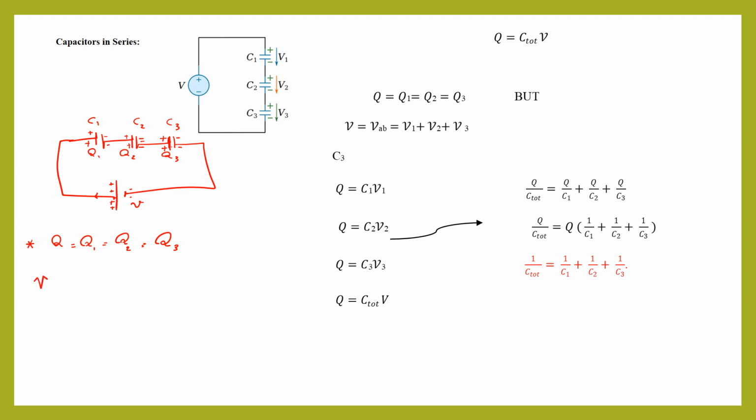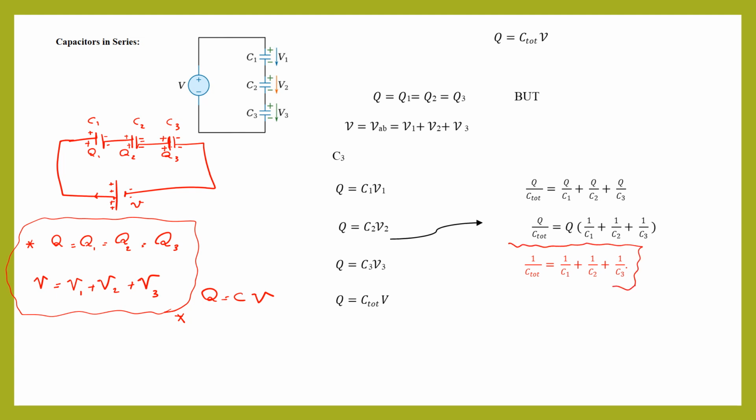What do you think about the potential? Here, some potential gets used across the first capacitor, some potential gets used across the second, and we have the third. Therefore, V equals V1 plus V2 plus V3. You always should care about these two equations, everybody. Okay, once you substitute this into the main equation, Q equals CV, then you can get the final answer.